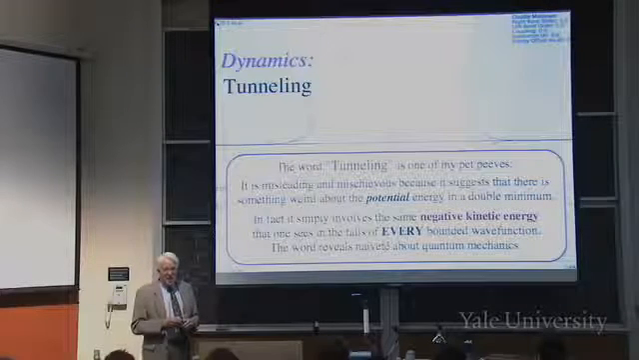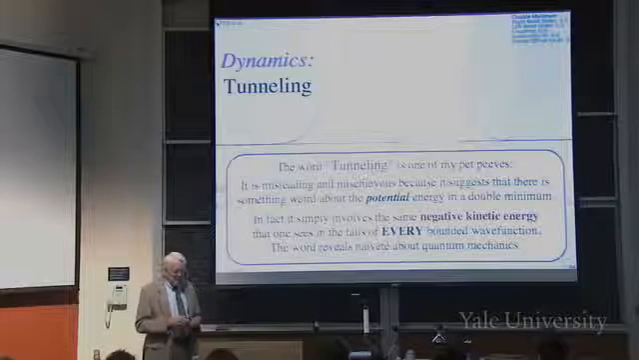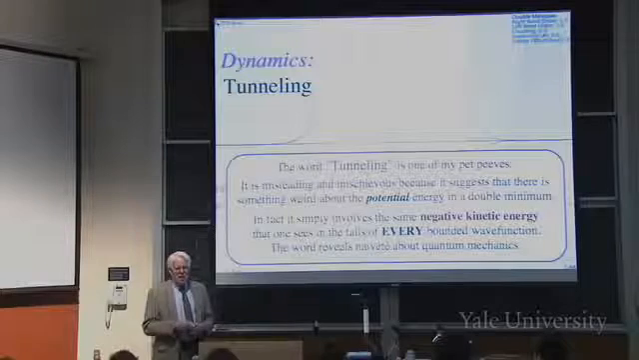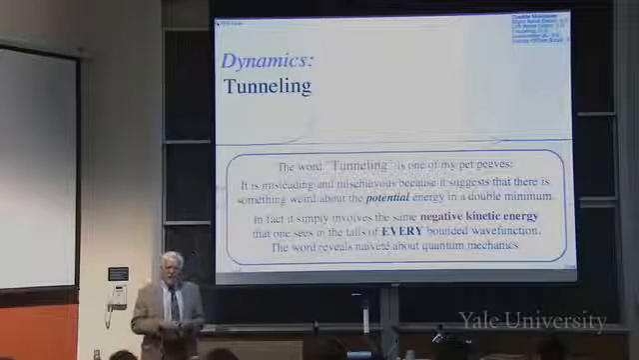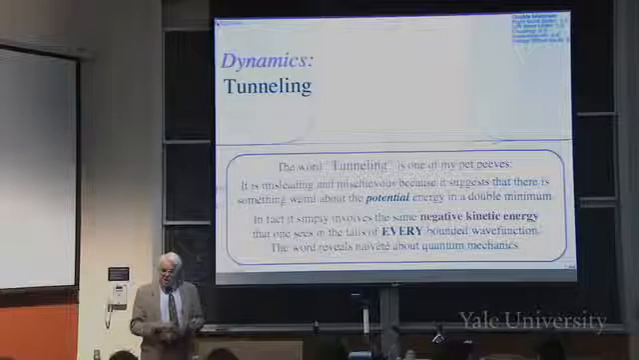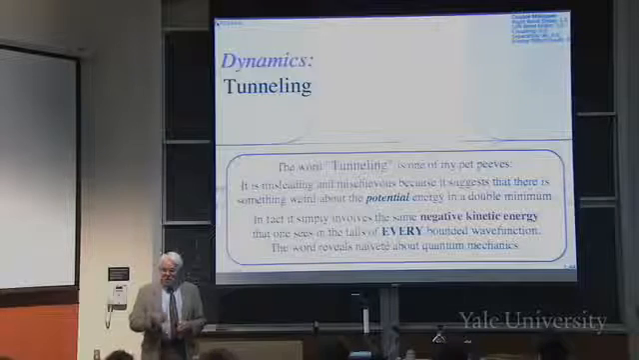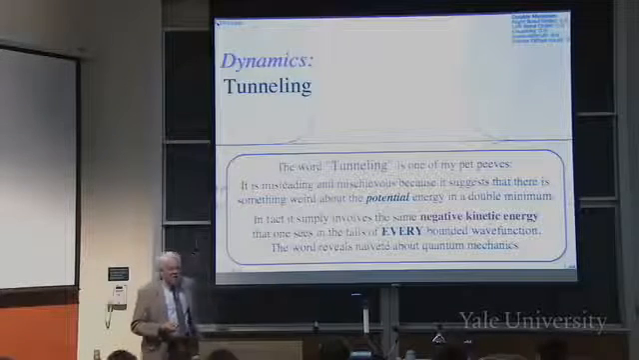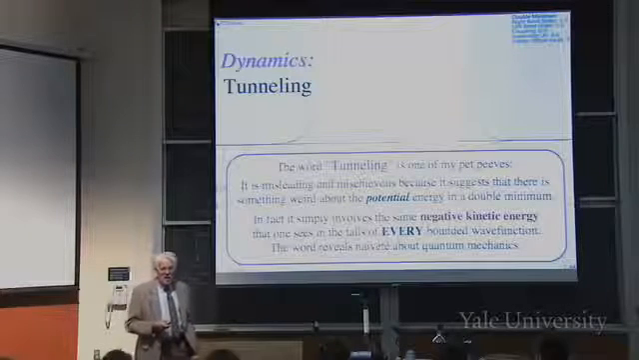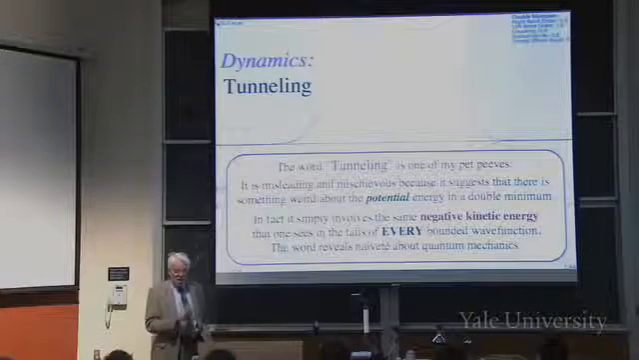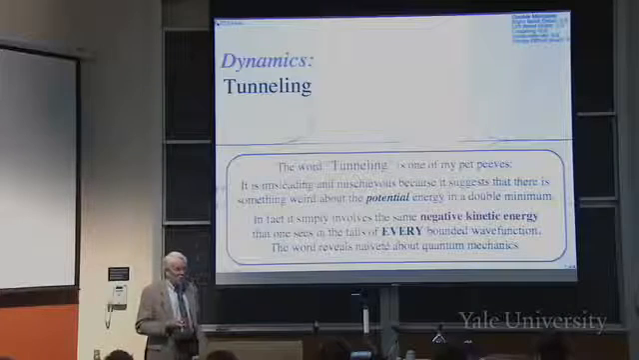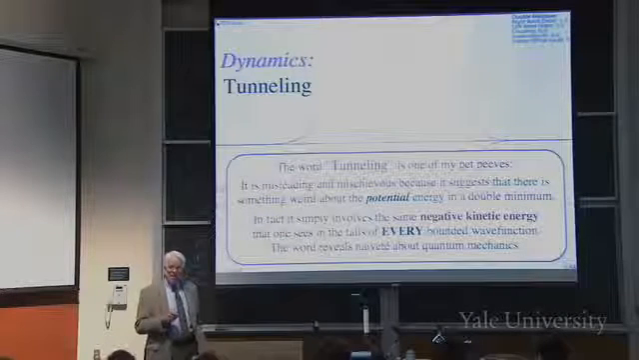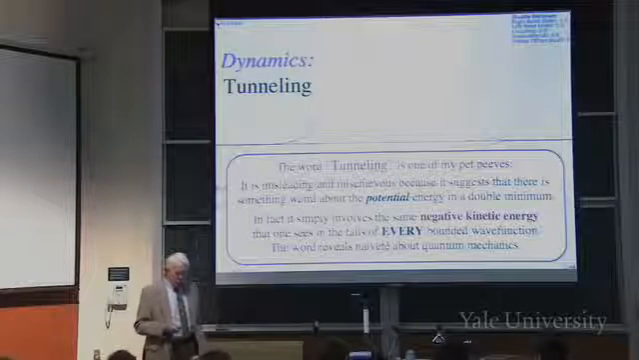It's misleading and mischievous because it suggests there's something weird about the potential energy, right? That you can tunnel through and have a potential energy lower than you would have guessed from the potential energy curve. But that's not right. What happens is, when it's in the middle, you have negative kinetic energy. You have the potential energy that the curve shows, but the kinetic energy is negative. The potential energy can be higher than the total.